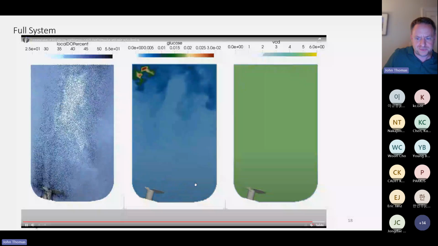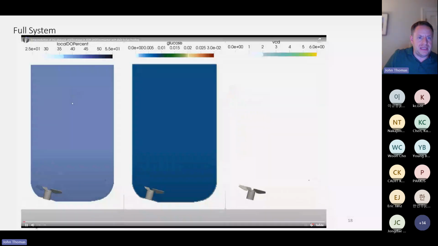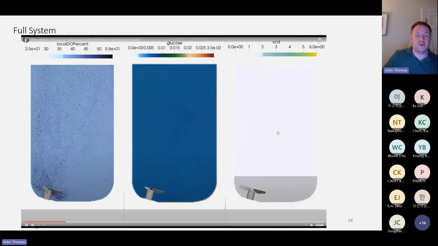Let's take a look at the combined effects of the local DO percent, the glucose concentration, and the viable cell density. Now, these viable cell density reactions are very slow.